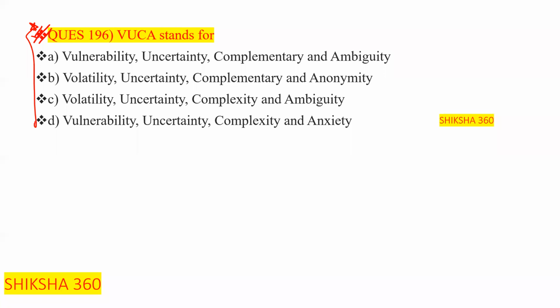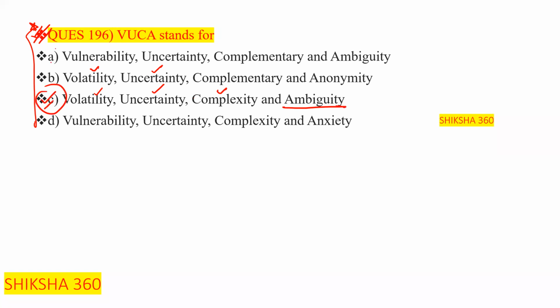V basically stands for volatility. So either option B or C is correct. U stands for uncertainty, and in both of these it is present. C stands for complexity and A stands for ambiguity. So option C is the answer.